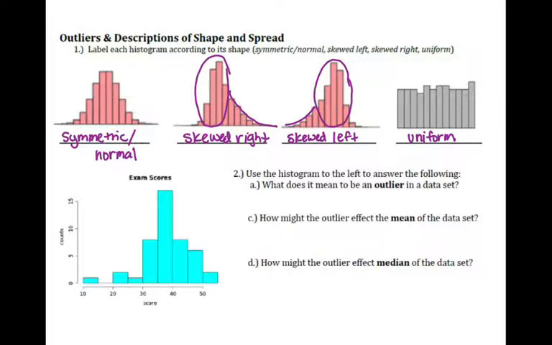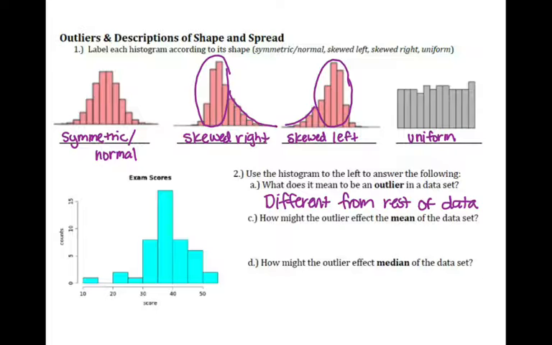Okay. Now we're going to answer some questions about the histogram. So use the histogram to the left to answer the following questions. What does it mean to be an outlier in the data set? An outlier is something that lies outside most of your data. That's why it's called an outlier. So basically, it doesn't belong in your data set. So it's something that's pretty different from the rest of your data.